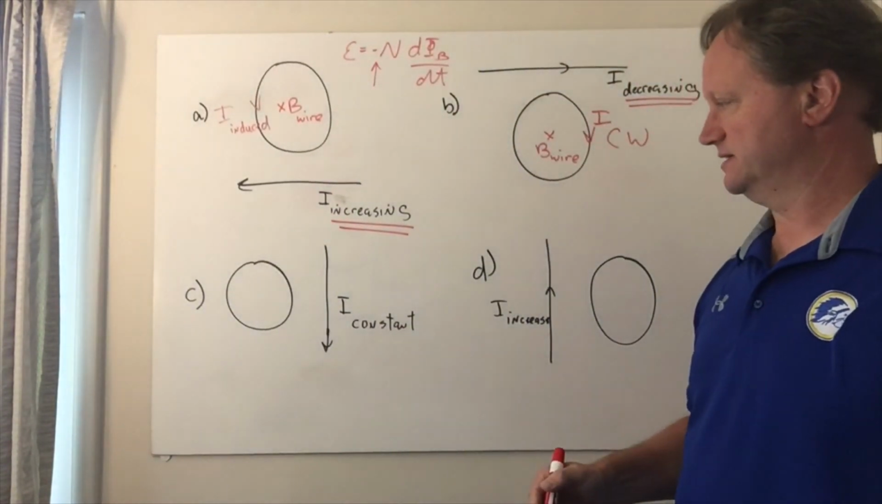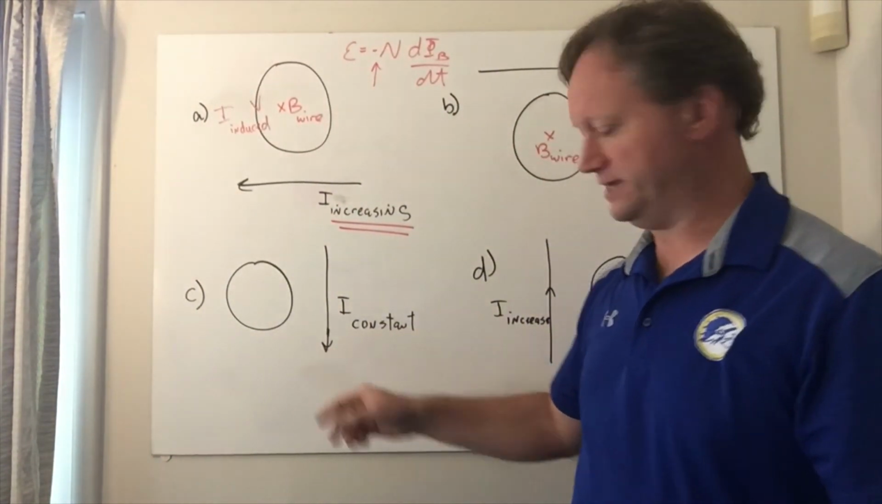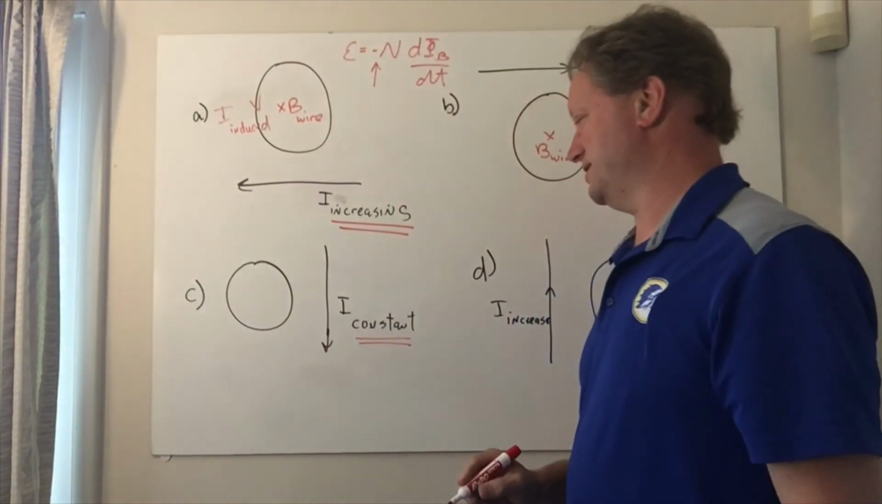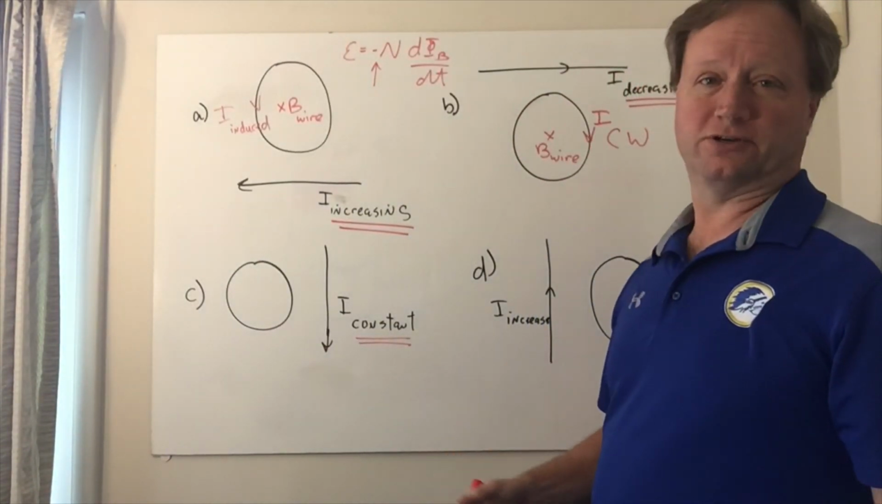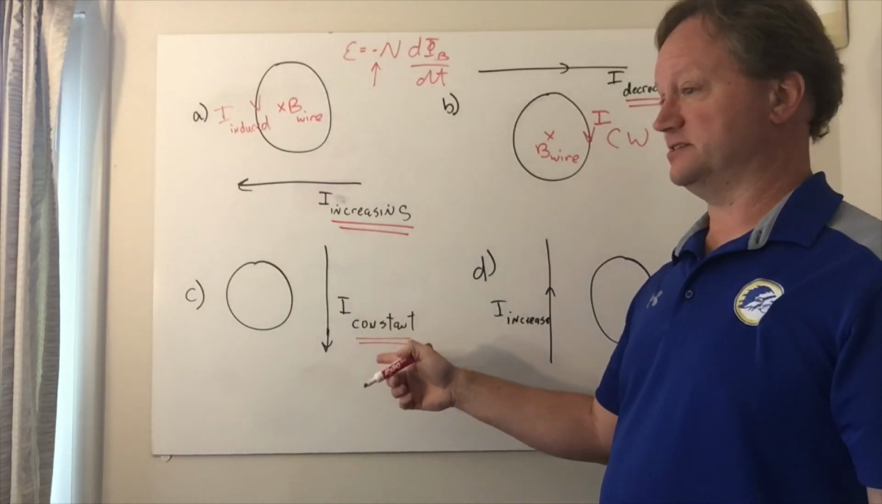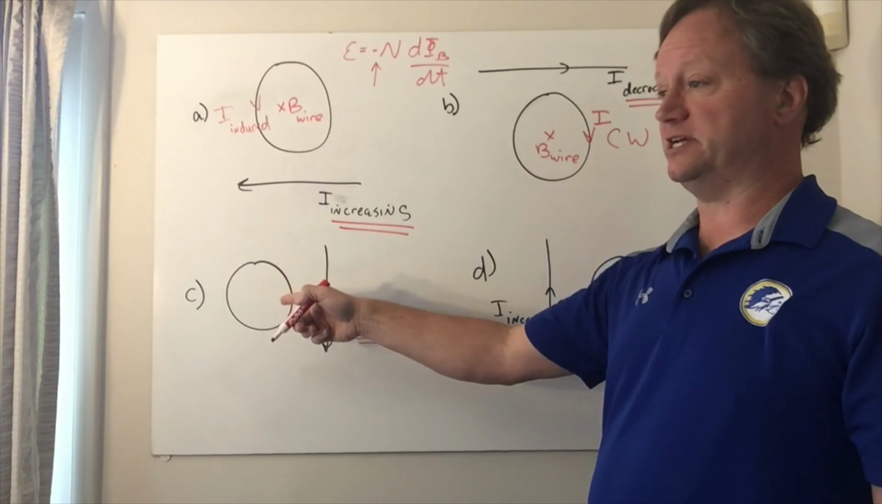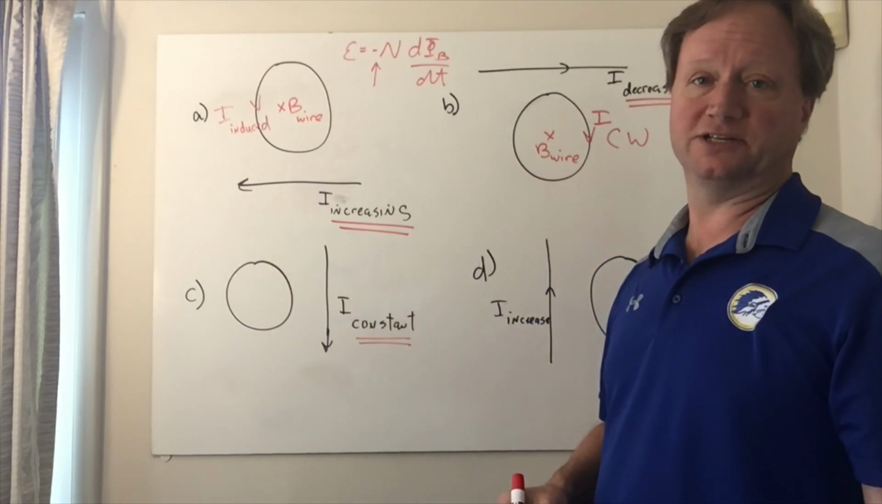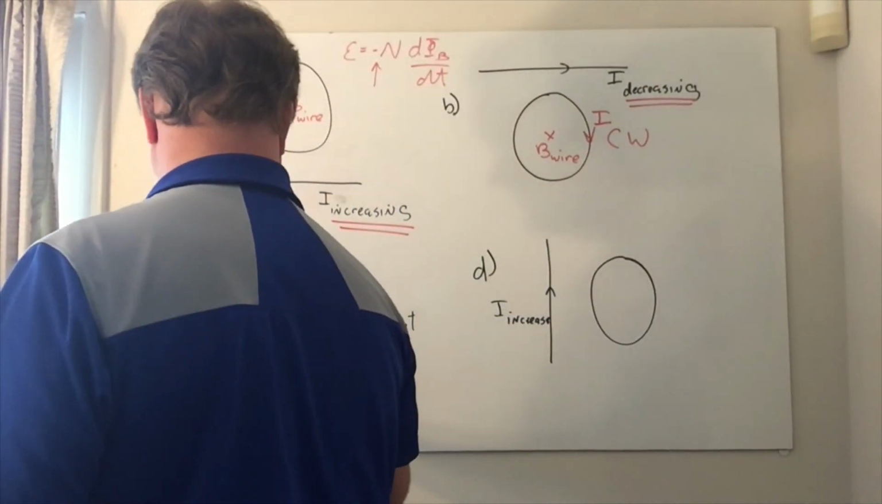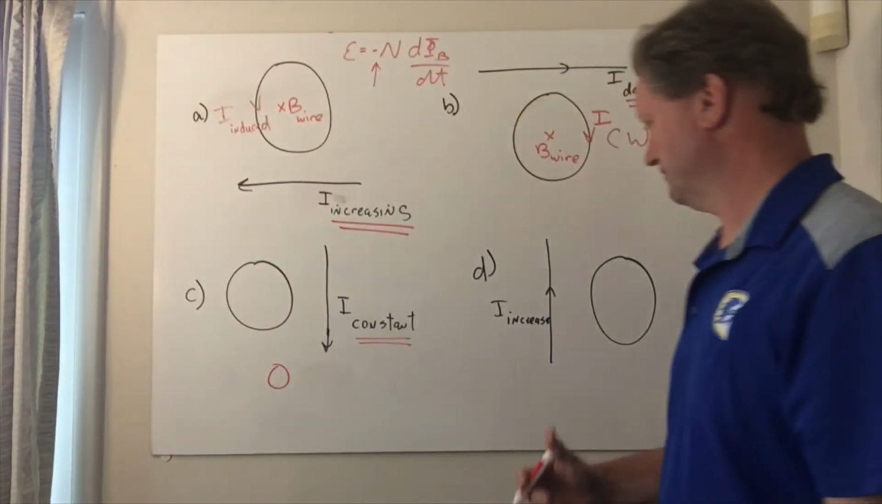Part C, loop over there, current here, current is constant. Right away, if we have a current constant, we're going to produce a current field, μ₀I over 2πr. If we produce a constant field, there is no change, and if there is no change, then we don't induce anything. So 0, nothing induced there.